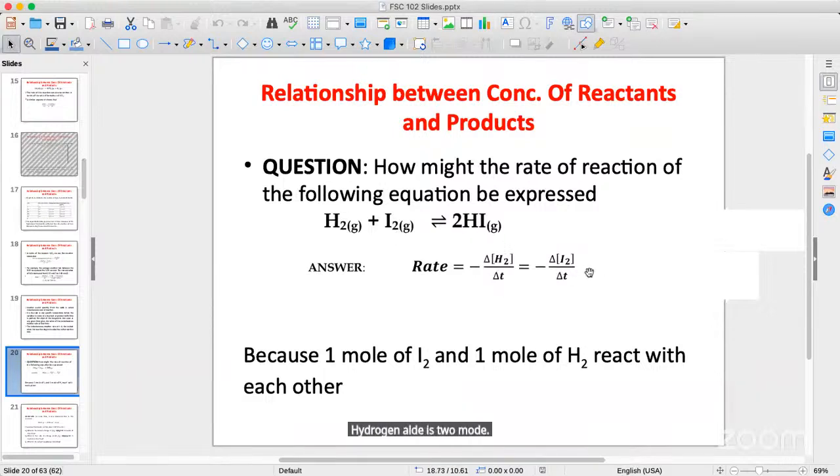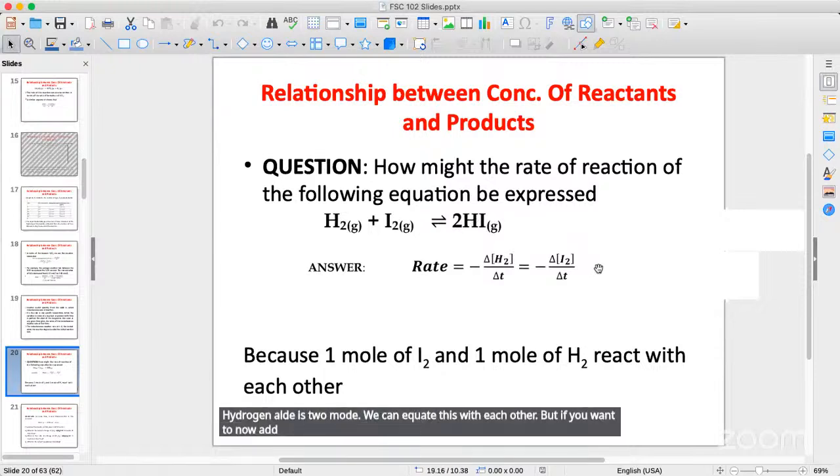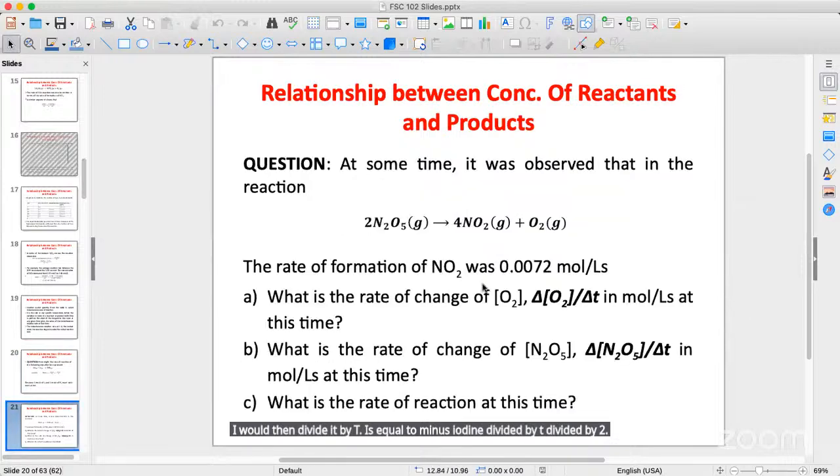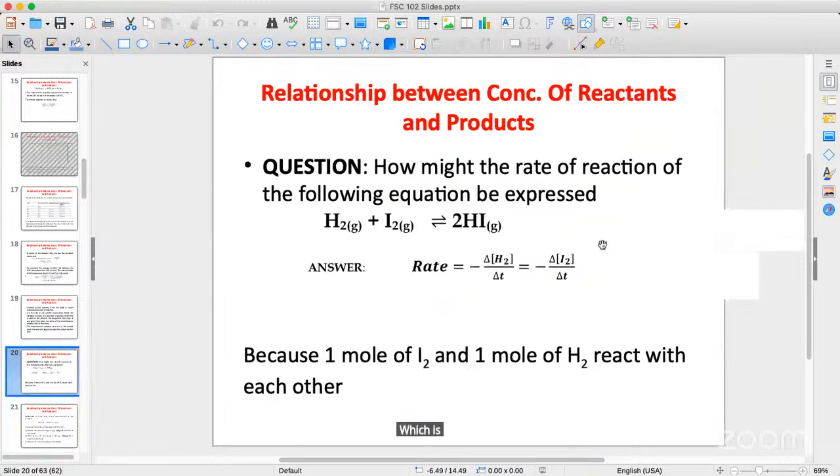You can equate this to each other, but if you want to now add hydrogen iodide, that means you're going to have to divide by 2, meaning that this is going to be minus Δ[H2] divided by Δt is equal to minus Δ[I2] divided by Δt is equal to minus Δ[HI] divided by Δt divided by 2. That is not there, but that is what it should be. I'm just saying.